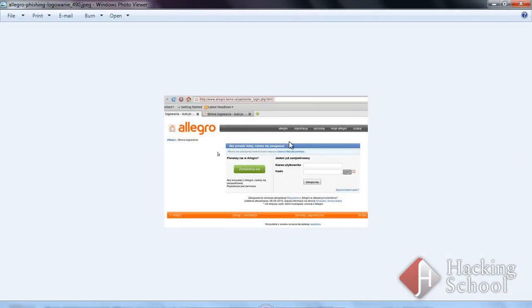You can see here an attack which targets users of a popular auction service. The attackers have done a good job recreating the design of the service. The address is www.allegro.home.ro. The home.ro top-level domain should alert us.